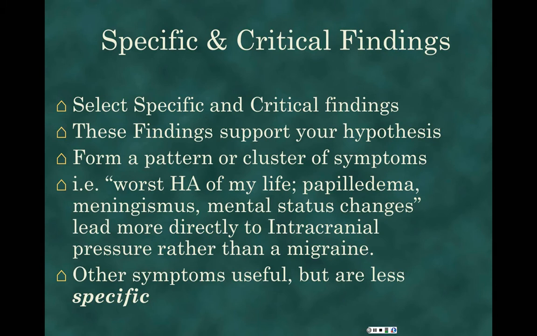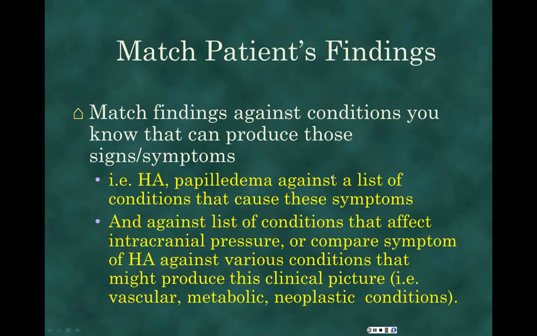We want to match these findings against conditions that you know can produce those signs and symptoms. So for instance, headache, papilledema, we would look at those symptoms against a list of conditions that we know can cause these symptoms. And then we're going to look at a list of conditions that affect intracranial pressure, or compare symptoms of headaches against various conditions that might produce this clinical picture. For instance, vascular, metabolic, neoplastic conditions that can also cause this.